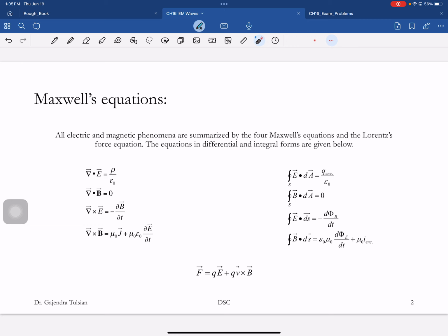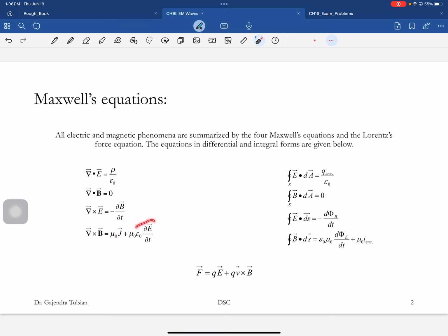Okay, bye. All right, so this is moving charges producing magnetic fields. What else is producing magnetic fields? Time varying electric fields are producing magnetic fields. Now look at this. This is mu naught times current density. So this fella acts like a current density. So this is called the displacement current.